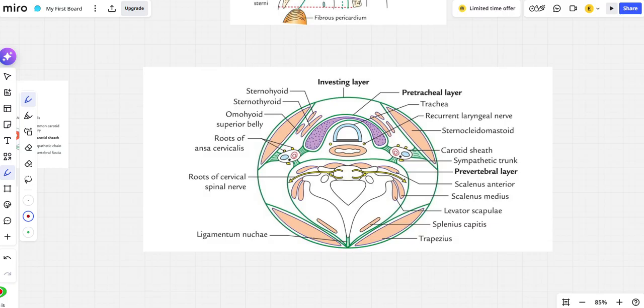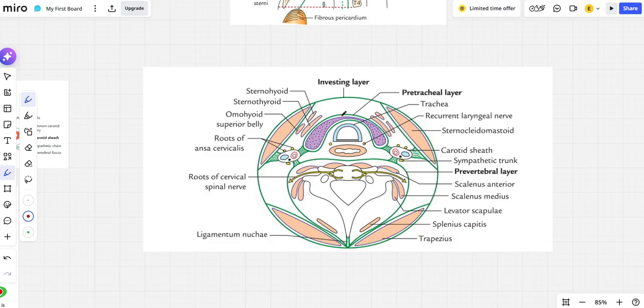Because it encloses the parotid gland. Okay. So since this investing layer encloses your parotid gland, what happens is swelling during mumps, which is basically inflammation of the parotid gland, is very painful. The tough fascia does not stretch much. So because of that, the parotid gland inflammation, which is basically the mumps, is very painful.